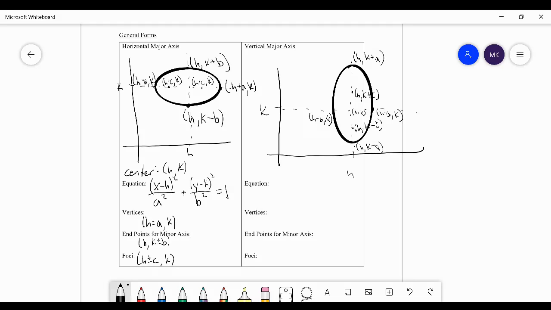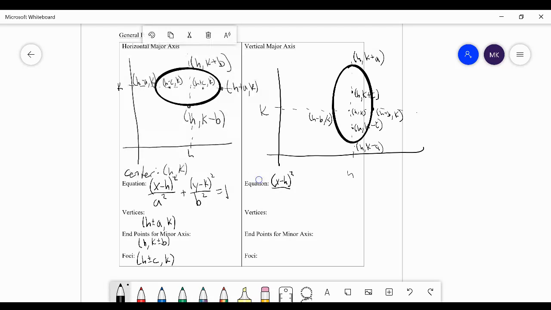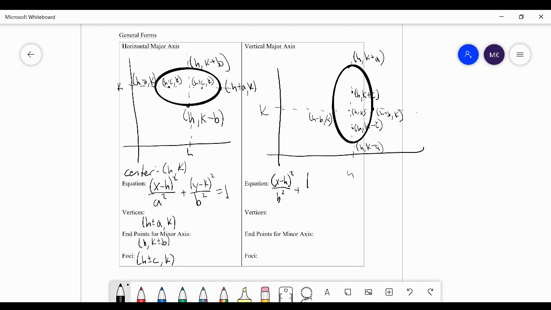Again, our equation is very simple. (X minus h) squared. Now, since this is a vertical major axis, that means the major axis is on a vertical line, which is the same as y. So that's going to have the larger of the two values. That means the denominator here is going to be b squared, plus (y minus k) squared over a squared, and that equals 1. Our vertices are h comma k plus or minus a, h plus or minus b comma k for the endpoints of our minor axis, and h comma k plus or minus c for our foci.